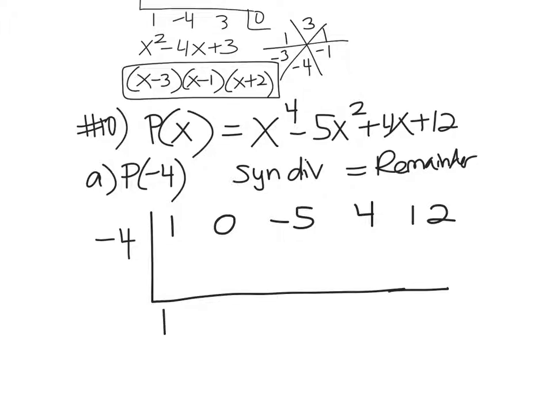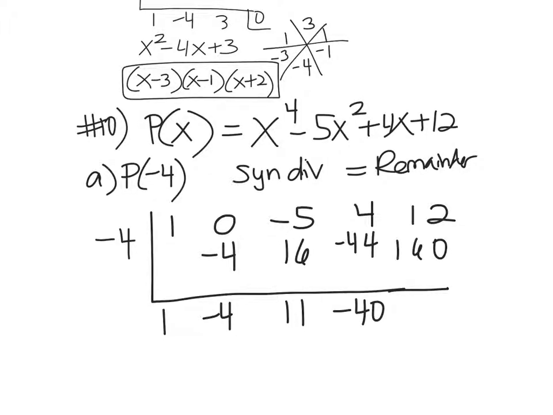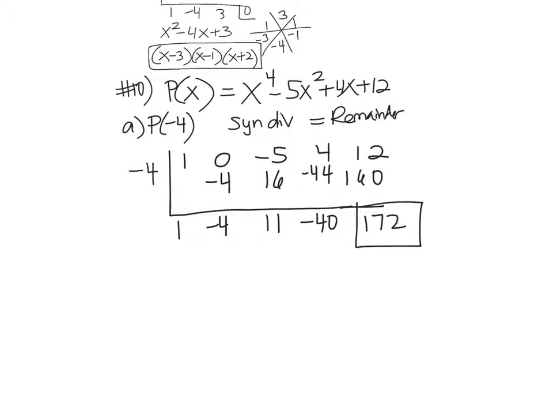We're going to bring down the 1. 1 times negative 4 is negative 4. Add 0 and negative 4, and you get negative 4. Negative 4 times negative 4 is 16. Add those, what do you get, 11? 11 times negative 4 is negative 44. Add those, you get negative 40. Negative 40 times negative 4 is what, 160. Add those, 172. That's your answer. P of negative 4 is 172.